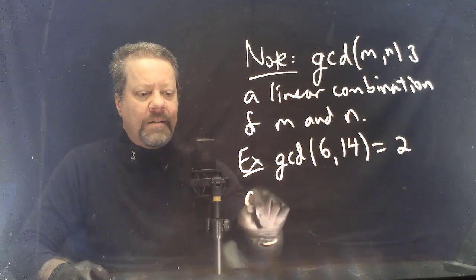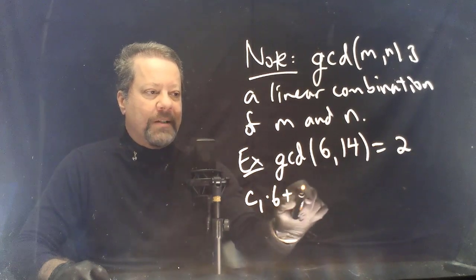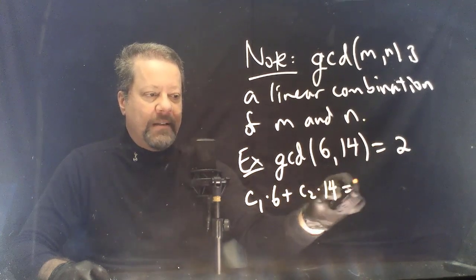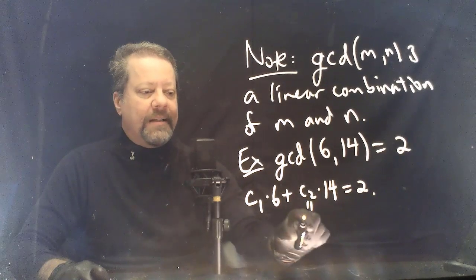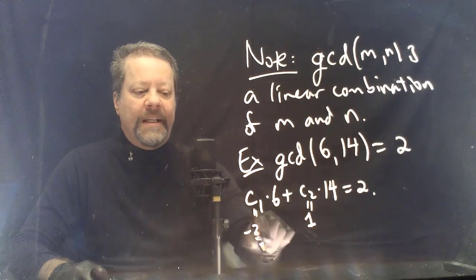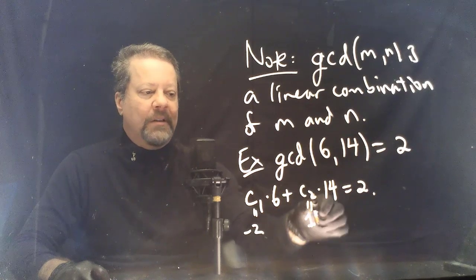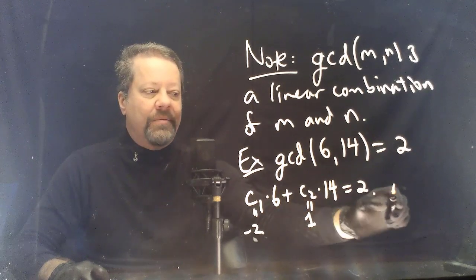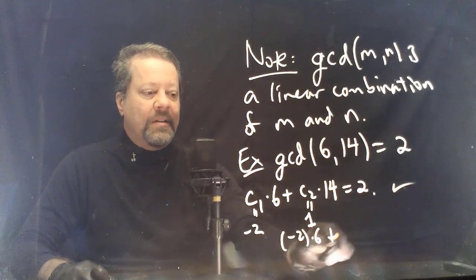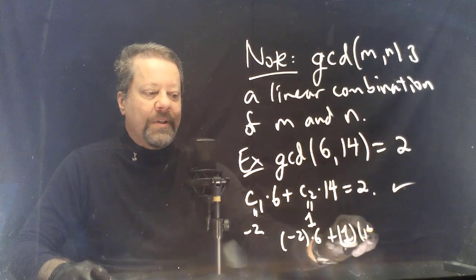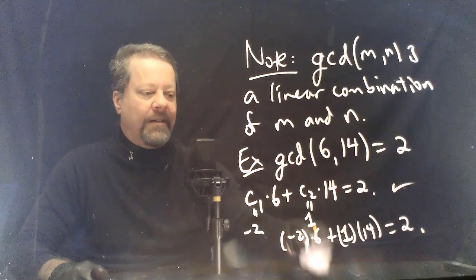So are there integer constants, coefficients, c1 times 6 plus c2 times 14 that give you 2? And the answer is yes. We'll let c2 be 1 and c1 be negative 2. Negative 2 times 6 is negative 12, plus 14 is 2. So 2 is, in fact, negative 2 times 6 plus 1 times 14, expressing 2 as a linear combination of 6 and 14.